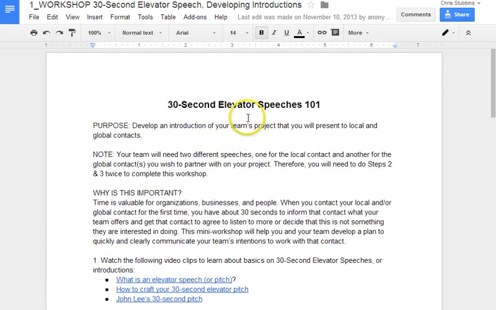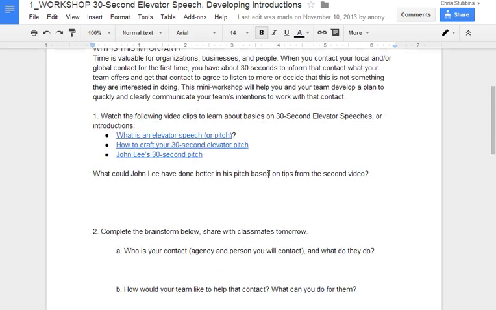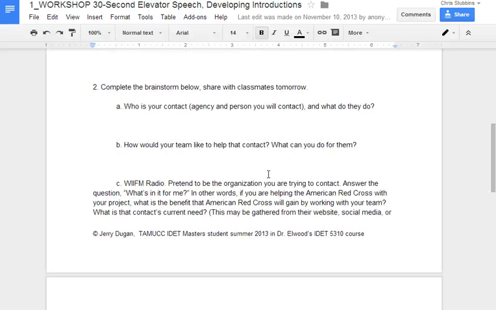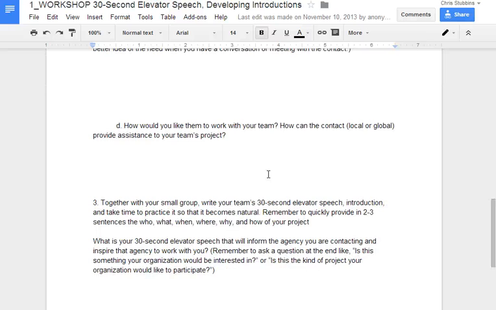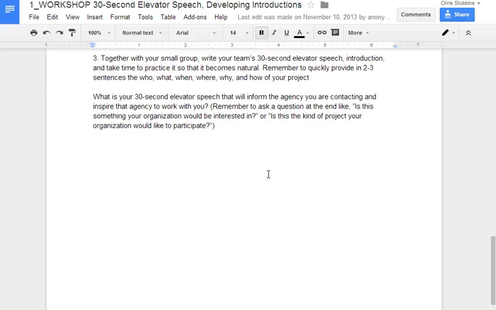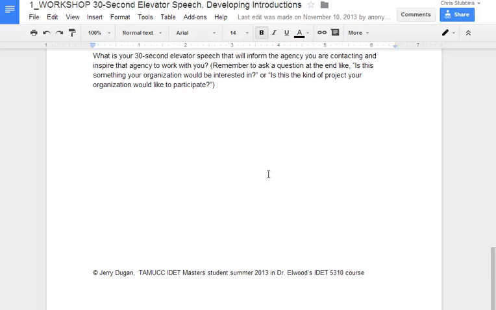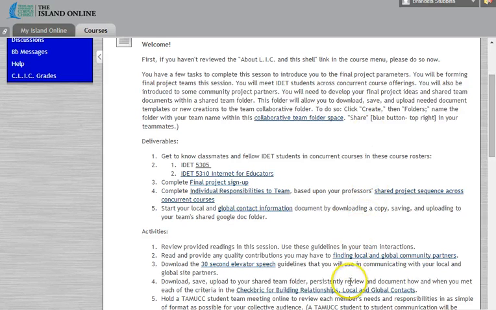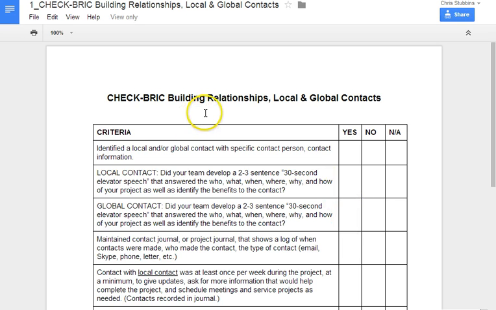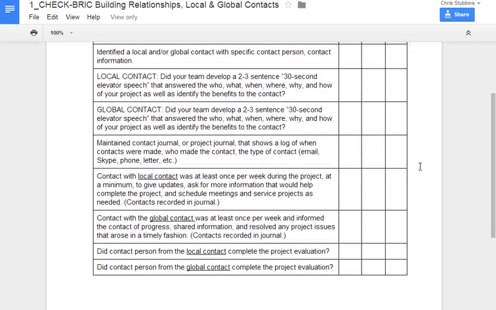The 30-second elevator speech template will provide you step-by-step instructions on how to create your elevator speech, or your pitch, to present out who you are and project ideas to your target service site, local and global contacts. Your checklist for building relationships, local and global contacts, just gives you an idea of what the expectation is by the end of the project.